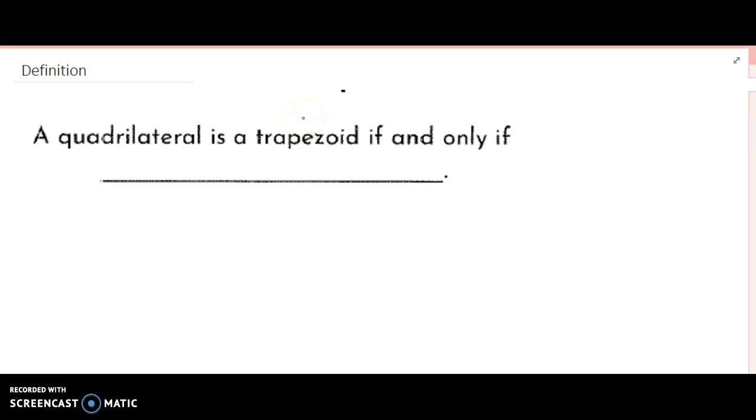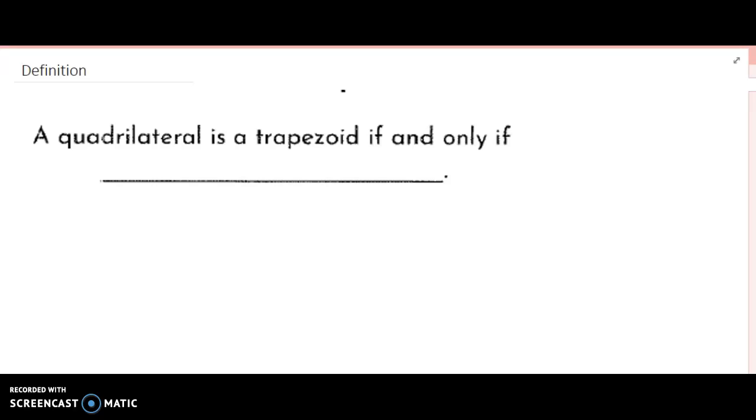Alright guys, this is the video for the first part of section 7.5. Now section 7.5 is the last section of chapter 7, so that means your test will be coming up soon. This is all about trapezoids and kites. In this video we're going to talk about trapezoids. There'll be another video for kites.